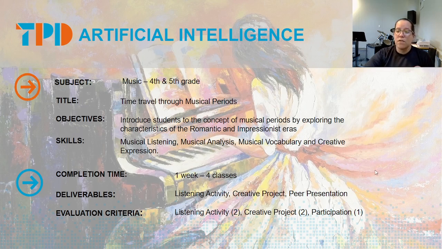And of course, they have to share their creative project with the class and explain how their projects reflect the chosen period. How can we evaluate that? Through the listening activity, we can ask the students if they can identify key musical elements like tempo, dynamics, and melody in both periods, and if they can explain how these elements contribute to the overall mood of each piece.